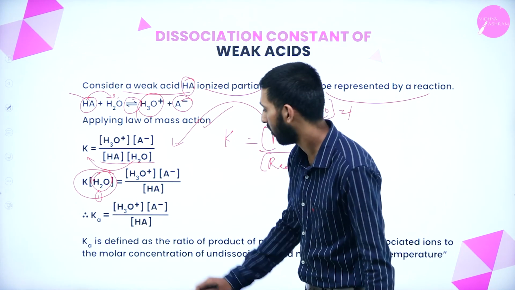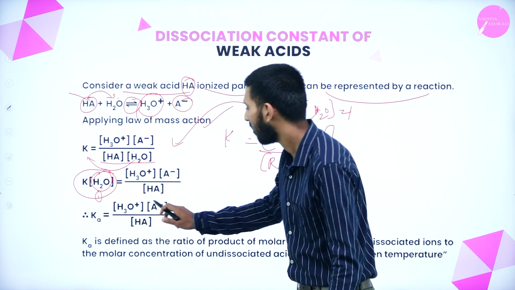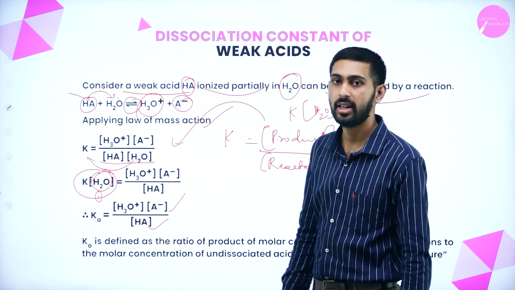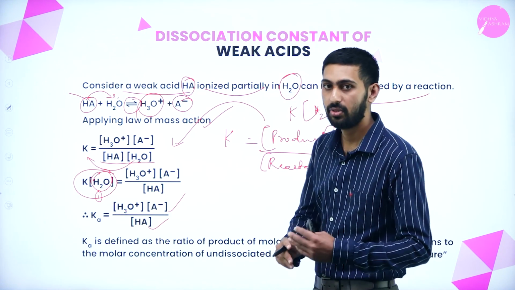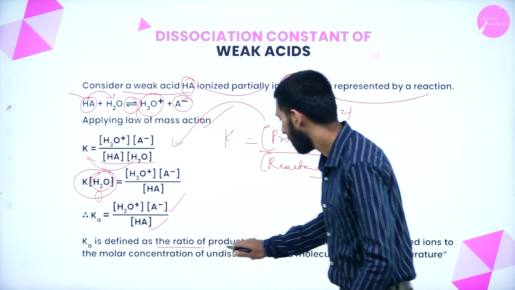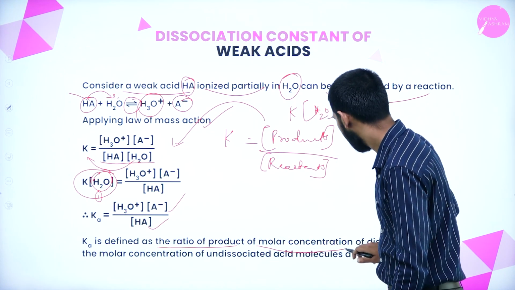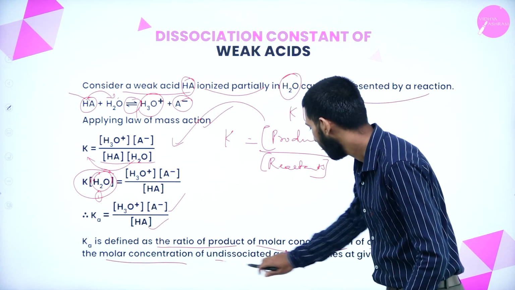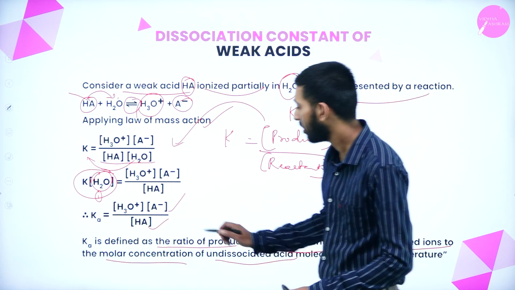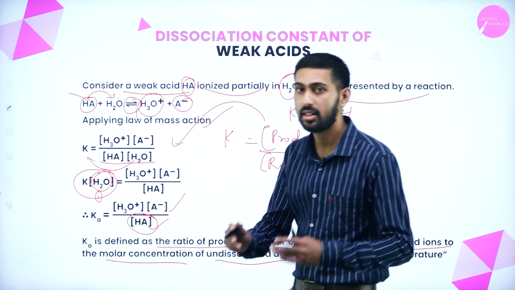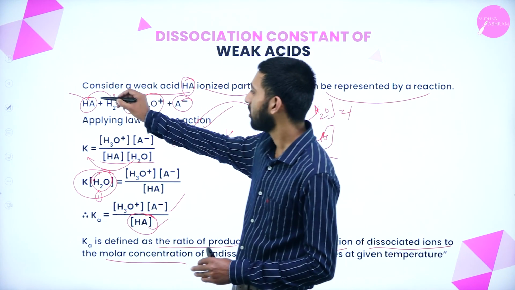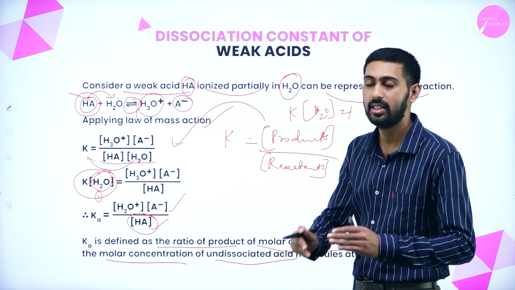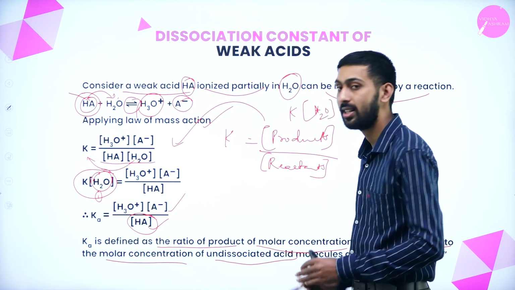So Ka is equal to the concentration of hydrogen ion into the concentration of anion divided by the concentration of undissociated acid. At last we can define it as the ratio of the product of the molar concentrations of dissociated ions to the molar concentration of undissociated acid molecule, because here we have taken only one reactant, the undissociated acid molecule, at a given temperature.